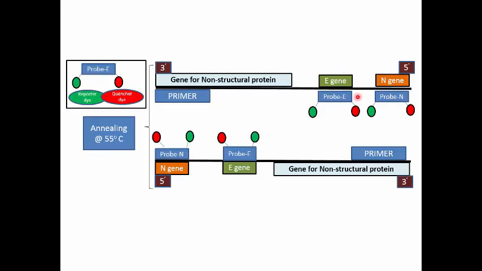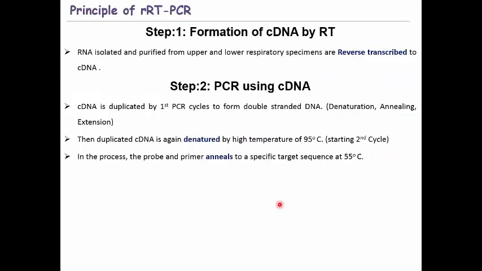In the kit we have a probe for 2 genes. One probe is for the E gene, and one probe is for the N gene. They are conjugated with the reporter dye as well as the quencher dye. These are fluorescent dyes which will be illuminated once they are separated from the quencher dye. So all the probes are conjugated with the fluorescent dye. That is the phase of annealing, the binding of primer and the probe.